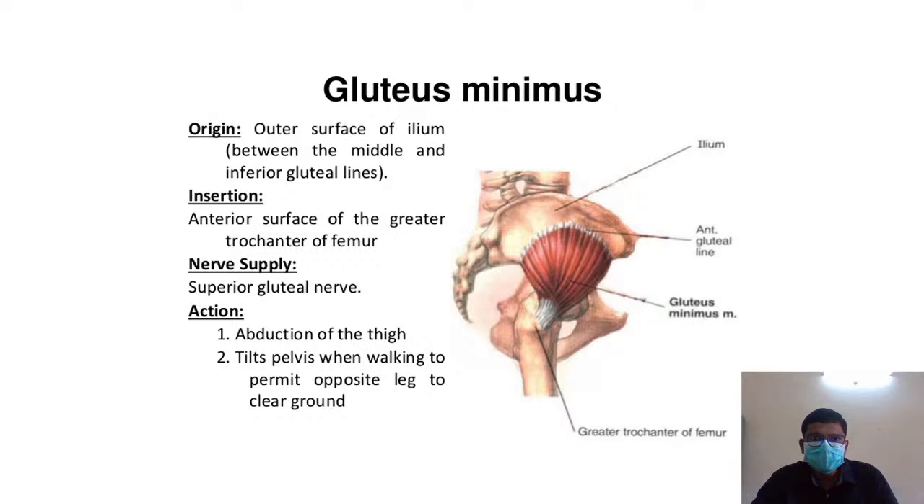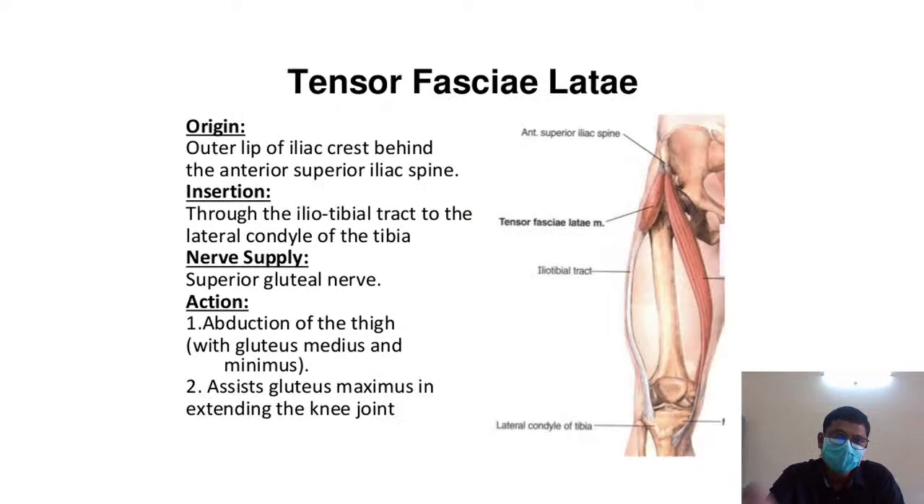Both the gluteus minimus and the gluteus medius are supplied by the superior gluteal nerve. And this gluteus minimus also helps in abduction of the thigh and tilting of the pelvis while we walk, in order to clear the ground for the opposite lower limb.